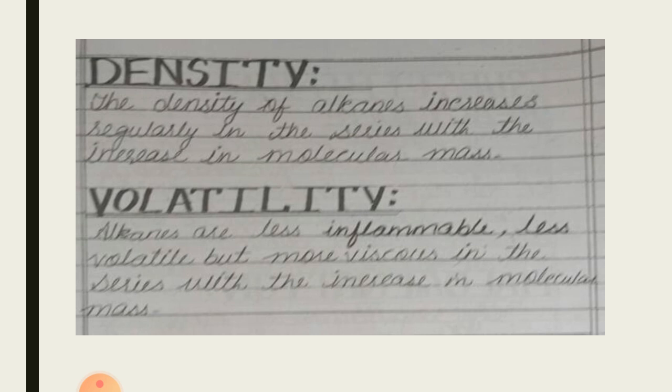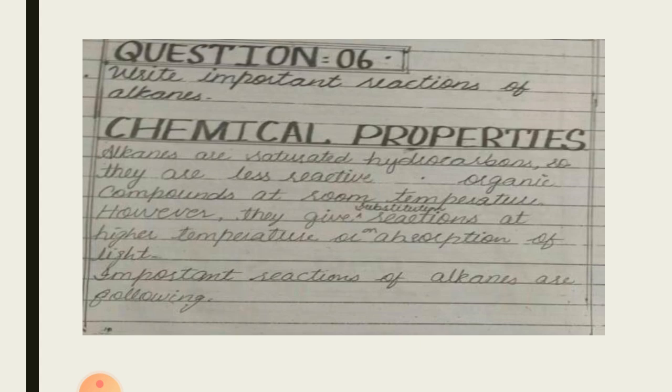The density again depends upon the molecular masses, so density will increase regularly in the series with the increase in molecular mass. Alkanes are less inflammable and less volatile, but they are more viscous in the series with the increase in molecular mass. Question number 9 is the important reactions of alkanes.